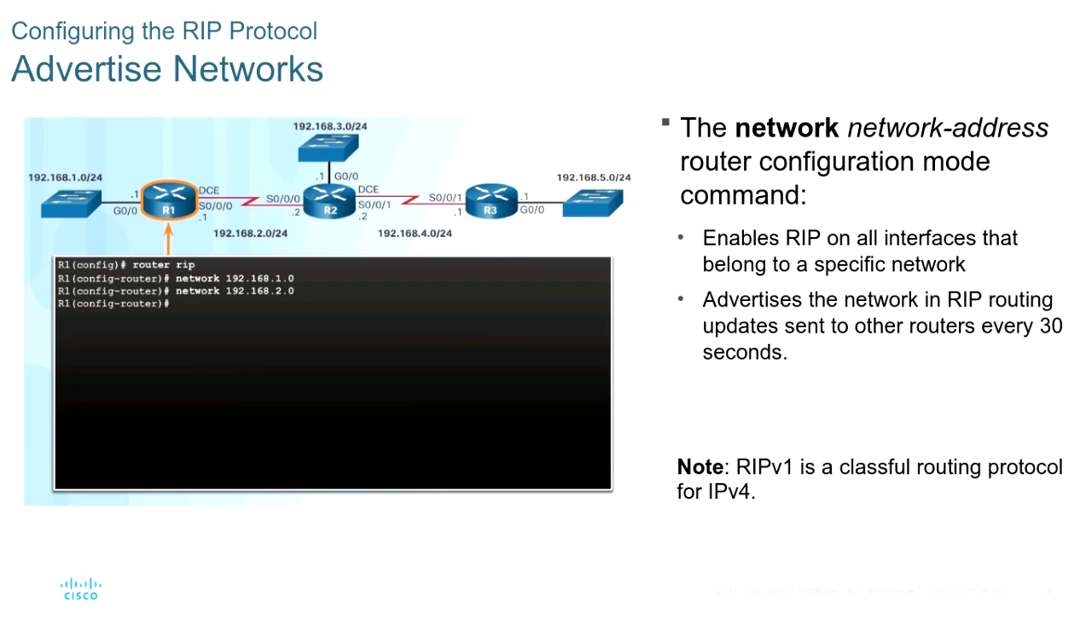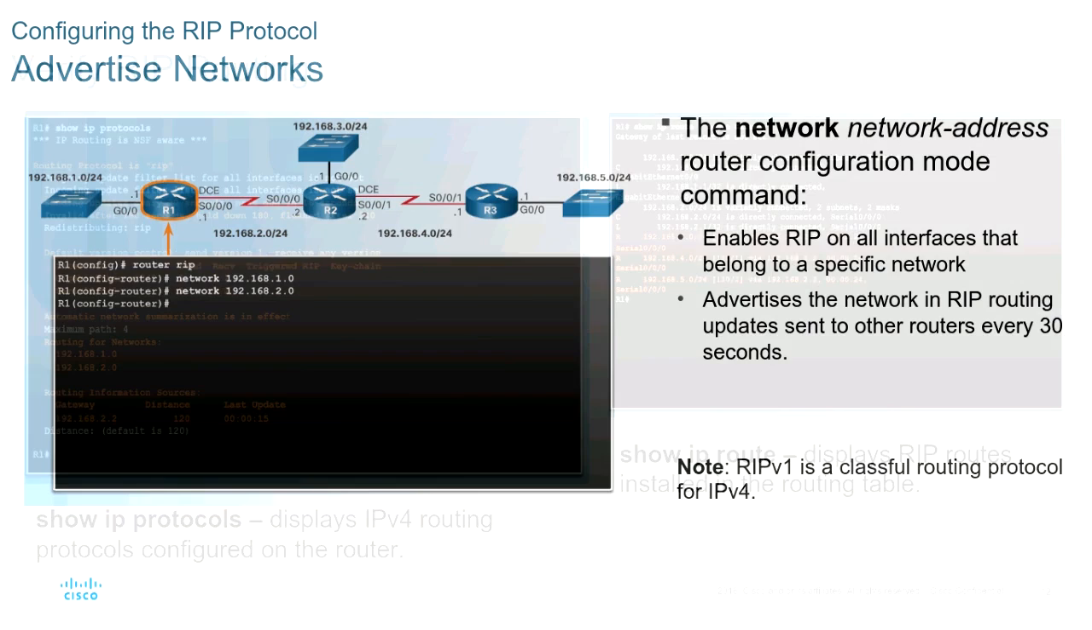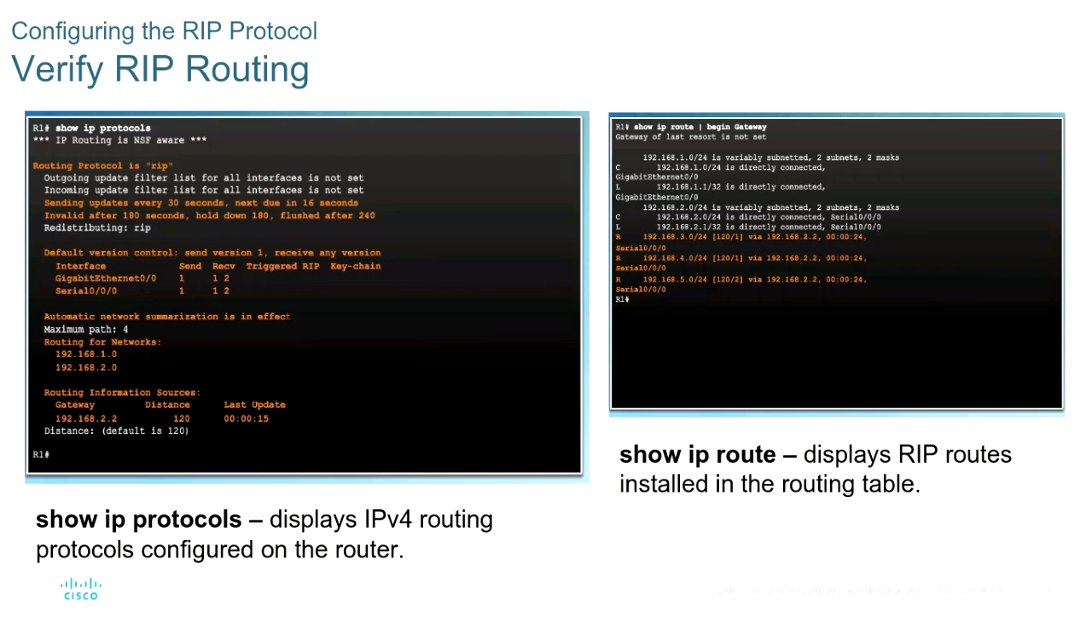So with RIP, the network statement enables RIP on all interfaces that belong to that network. This will then be advertised to all the other routers, which they do every 30 seconds. I showed the command show ip protocols, and it told me I was running the RIP protocol and which networks were being advertised.